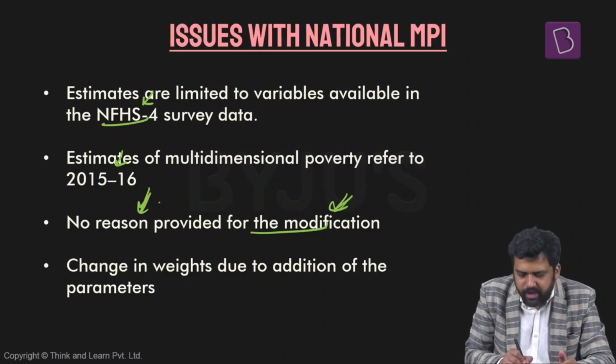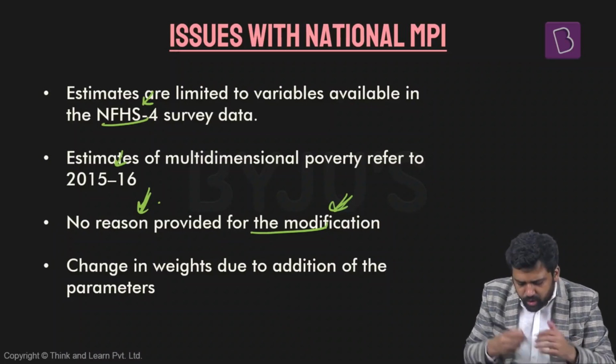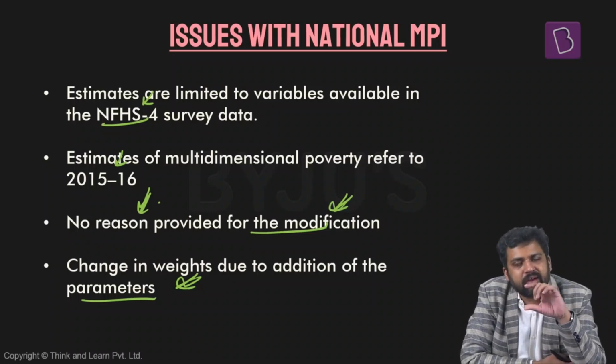So this reason was not clearly communicated, so basically there's some form of opacity. Ideally, we would want more transparency along these lines. Third thing, or one of the most important things here, is that the weights have been changed. Now, if you are changing the weights, what will happen? It will give you different figures.